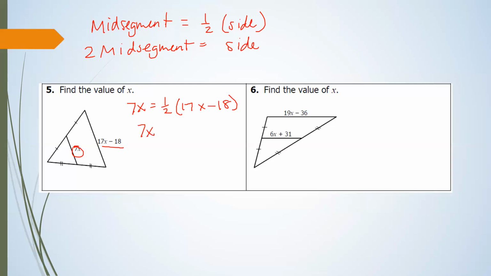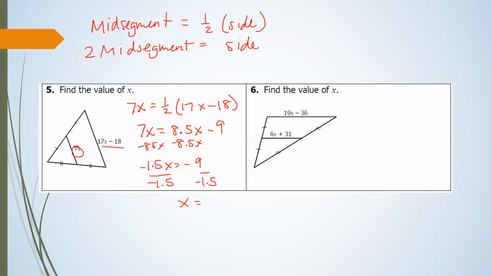Distribute your 1/2. So half of 17 is 8.5. Half of 18 is 9. I'm going to subtract 8.5x from both sides. That leaves me with negative 1.5x equals negative 9. And I'll divide both sides by negative 1.5. So remember, a negative divided by a negative is positive. And so when we do that, we get 9 divided by 1.5, and we get 6.